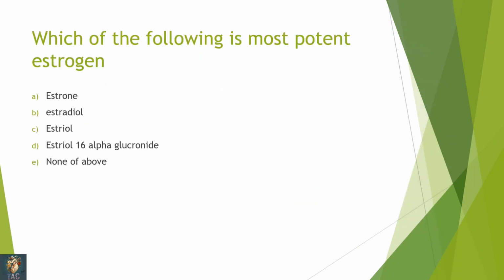Which of the following is the most potent estrogen? Again, a very important question in the part one examination. The estrone, estriol, 16-alpha glucuronide, or none of the above. So the correct option is estradiol. This is the active and most potent form of estrogen.